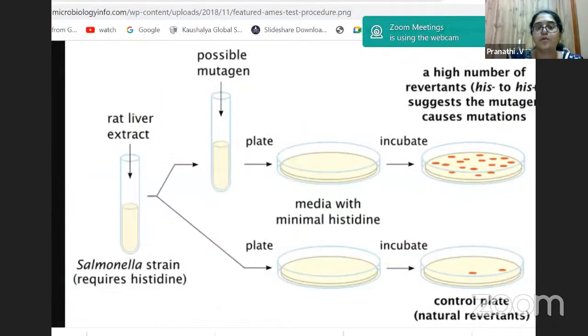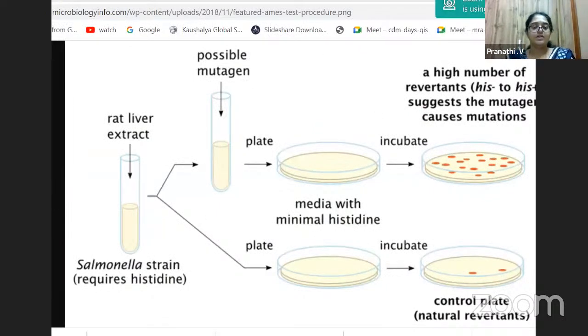Right. I hope you can see. So the Salmonella strain requires histidine. Then you have a possible mutagen. Then you plate it with minimal histidine and incubate. After this, in going from histidine negative to histidine positive strains, you get to see that the mutagen has caused mutations. So this is what is being seen: more number of colonies and fewer colonies.